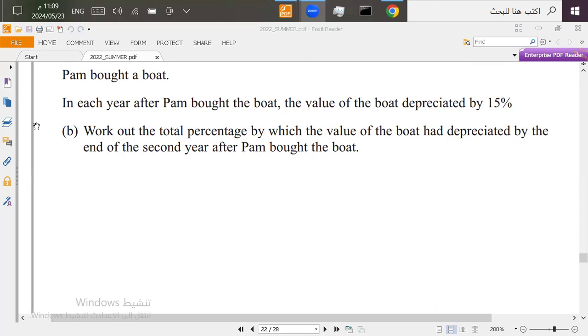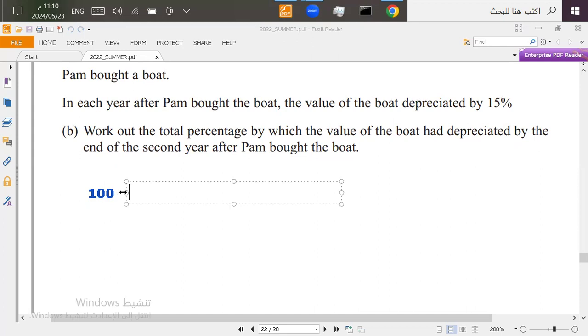So the first year it will decrease by 15%, and then it will decrease again by 15% in the second year. So let's say, for example, she bought the boat for $100. Let me show you. Basically, the idea is about finding the percentage of decrease. We're not trying to find any prices. We're just trying to find the percentage of decrease.